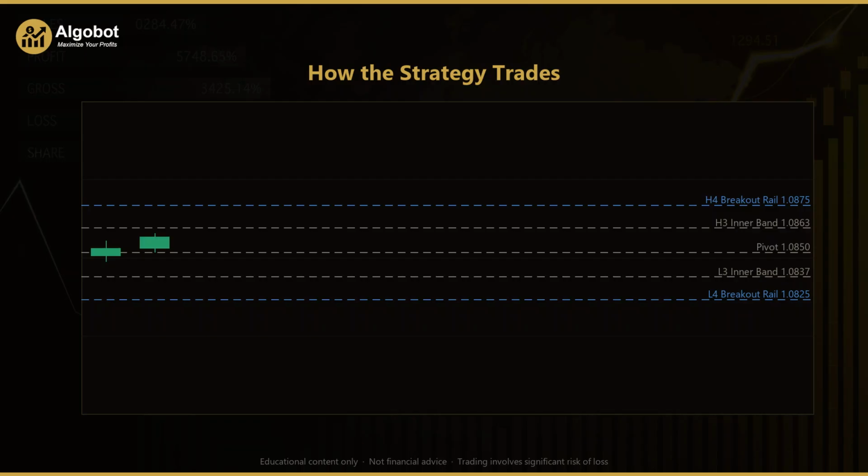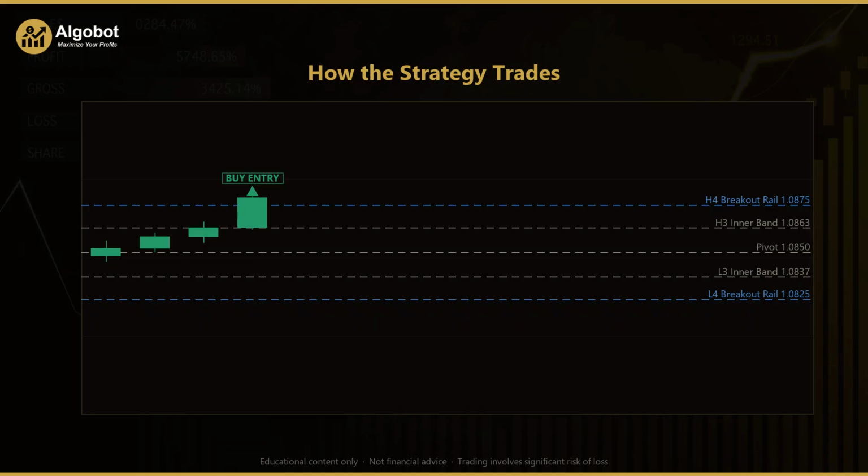Let's bring the logic to life on this illustrative chart. On screen, you can see a price chart with the Camarilla levels drawn as horizontal lines. The wide outer rails are the H4 breakout rail near the top and the L4 breakout rail near the bottom. Between them sit the inner band levels, H3 and L3, and the central pivot in the middle. These are the levels the strategy built from the previous day's data, and they stay fixed for the session.